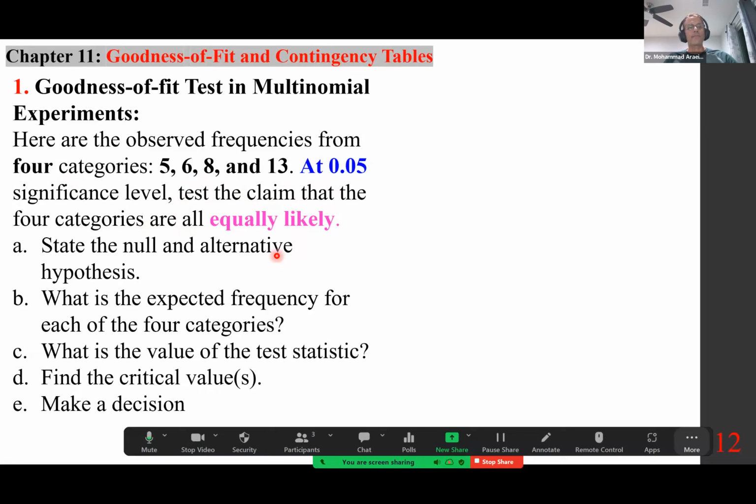As you know, we have a few steps. We want to state the null and alternative hypothesis. What is the expected frequency for each of the 4 categories? What is the value of the test statistic? We want to find the critical values. We want to make a decision. So we're going to go through every step.